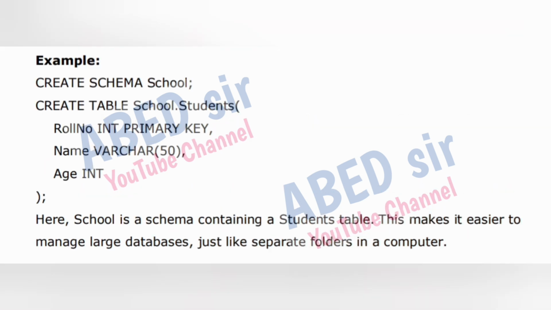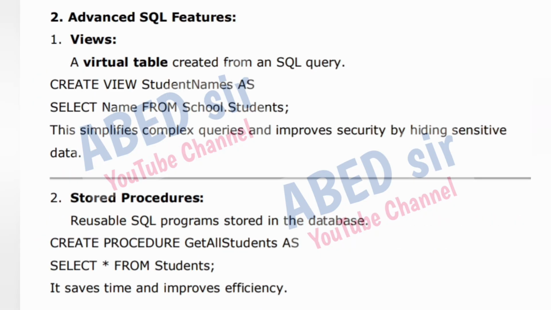Example. Create schema school. Create table school.students. Roll no int primary key. Name varchar 50. Age int. Here, school is a schema containing a student's table. This makes it easier to manage large databases, just like separate folders in a computer. 2. Advanced SQL features.